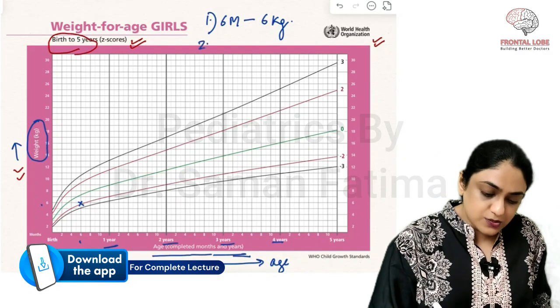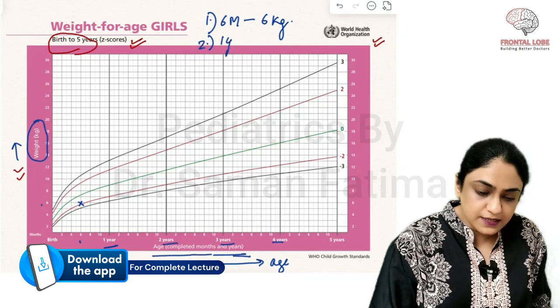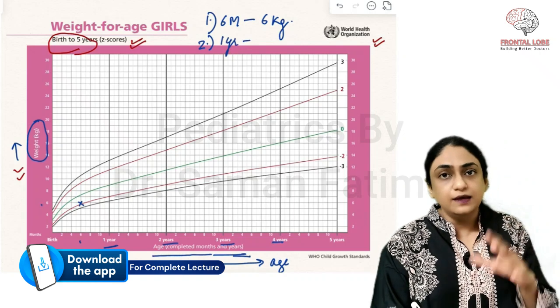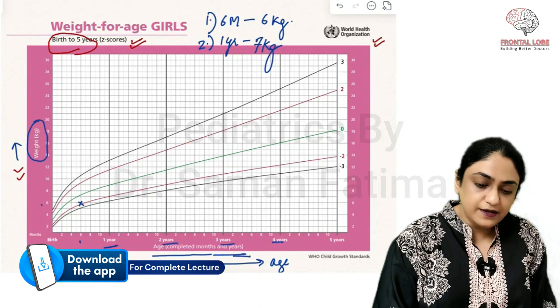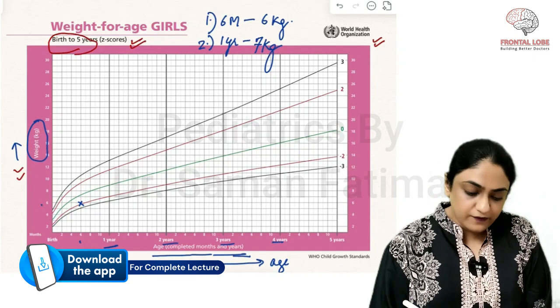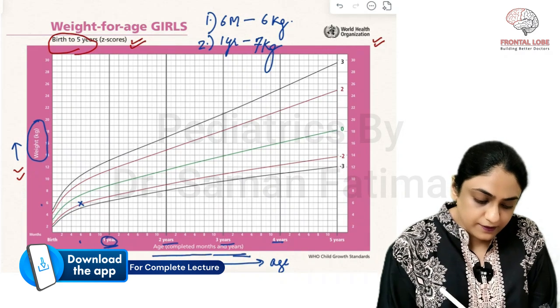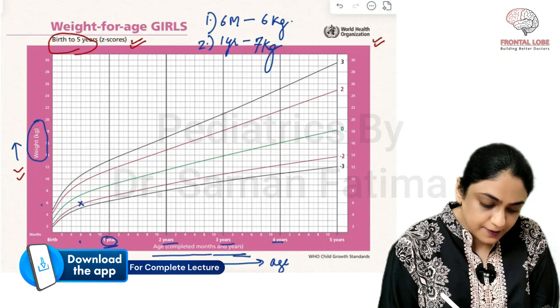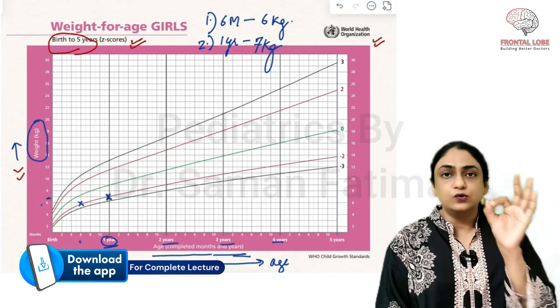Suppose the baby comes to you again at 1 year of age, and now you weigh the baby again and the weight has become 7 kg. She has gained some weight. Again what will you do? You will find the age on the x axis, she is now 1 year, and the weight on the y axis. This is 6, this is 8, between 6 and 8 this is 7. Where are these crossing? Over here. So you put another dot over here.